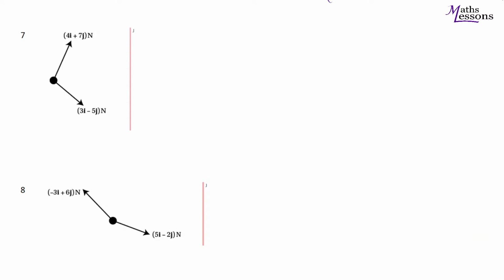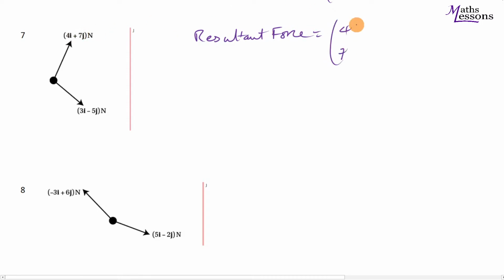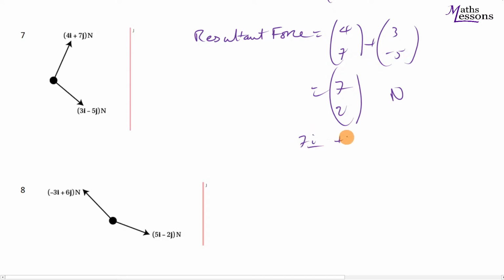Okay, that's the 30 seconds up. So we're going to find the resultant force. It will equal (4, 7) plus (3, -5), and that equals (7, 2) newtons. And if we wanted to put it in ij format, that would be 7i plus 2j newtons.